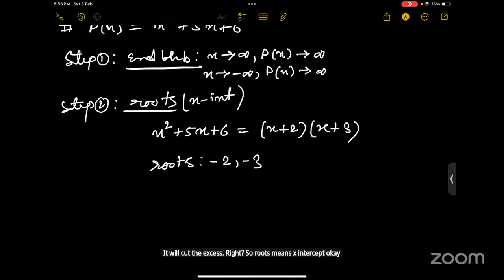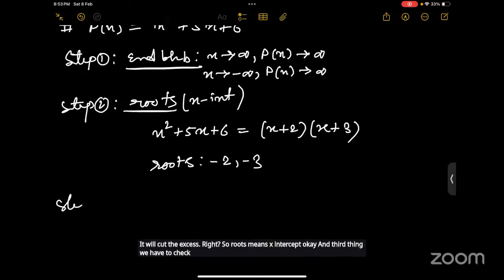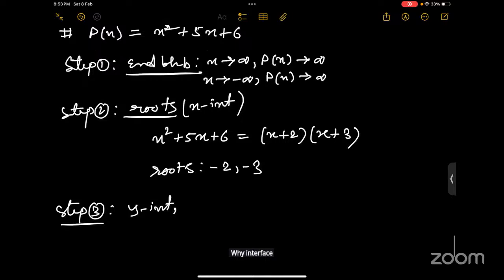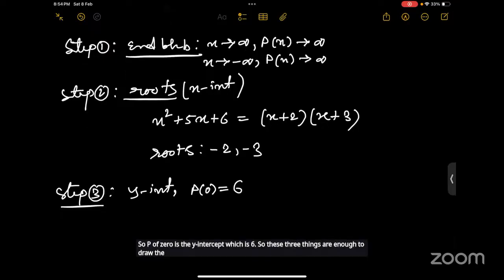And the third thing we have to check is the y-intercept. So what is the y-intercept? We will equate x with 0. So p of 0 is the y-intercept, which is 6. So these three things are enough to draw the graph of a polynomial, right?